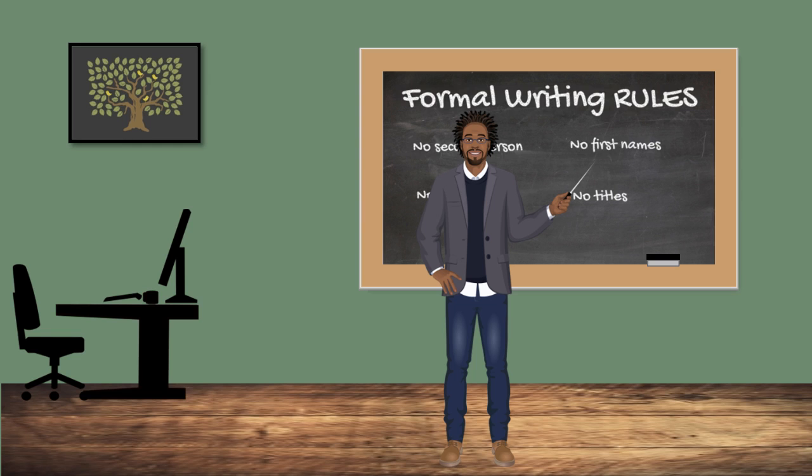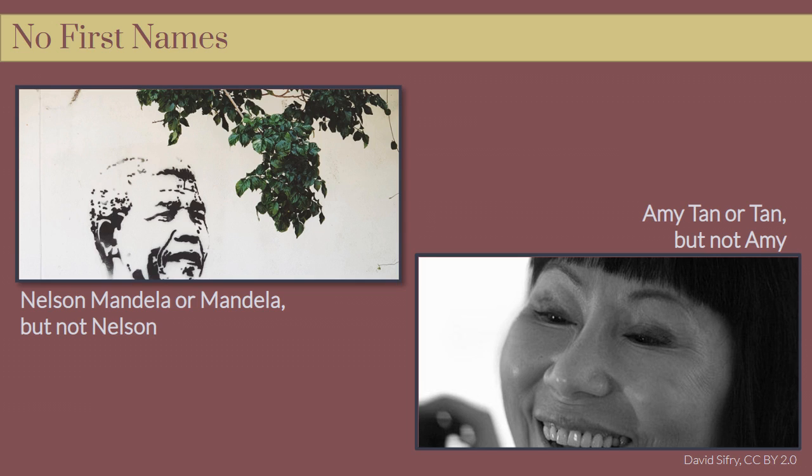When we are writing about a person, it is important to be respectful to that person. Since most people we write about are strangers, and we cannot ask their permission to call them by first name, sticking to the last name or a first/last name combination is better. Thus, Nelson Mandela can be Mandela, but not Nelson. Amy Tan can be Tan, but not Amy.